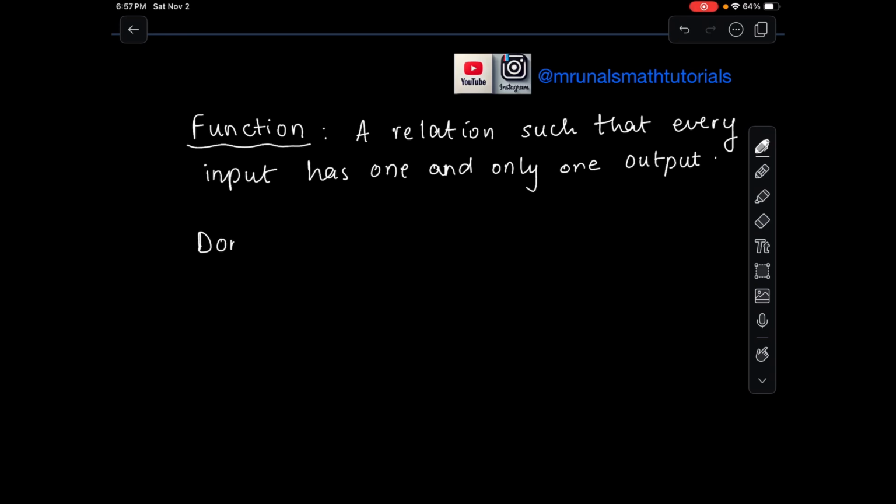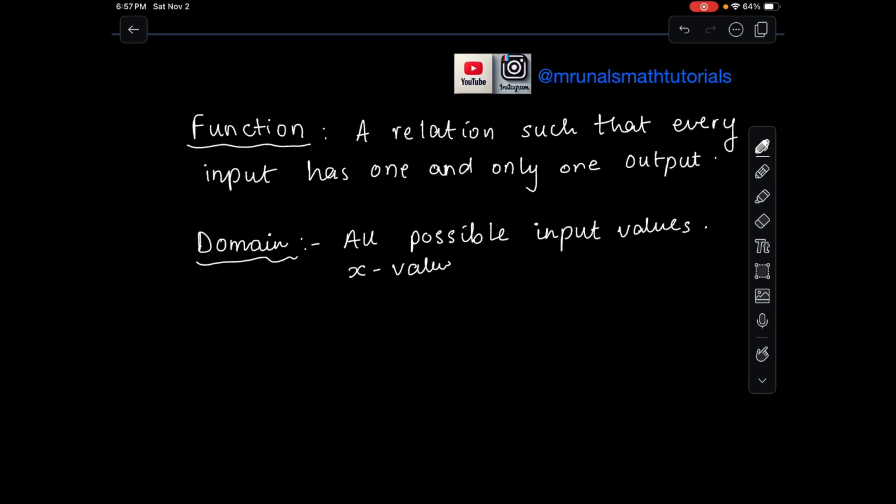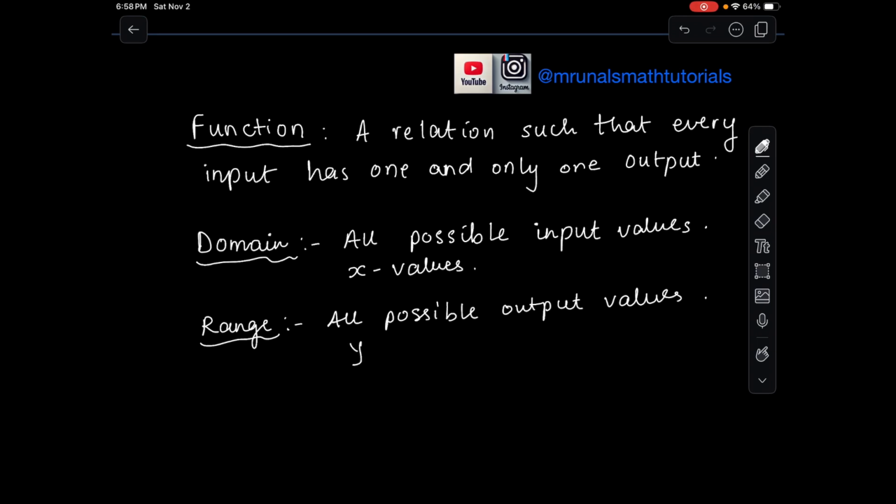So all possible input values are called the domain. So domain, we define it as all possible input values, or we can say the x values. So domain would be the x values. You can remember it like that. Range is all possible output values. That means the y values.